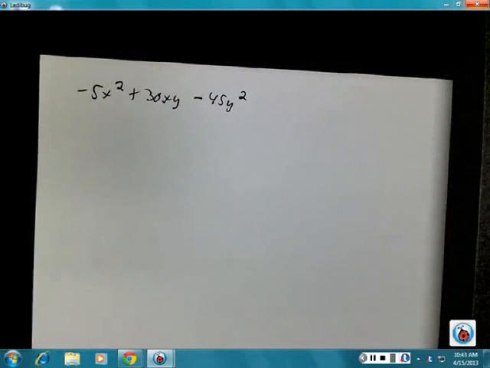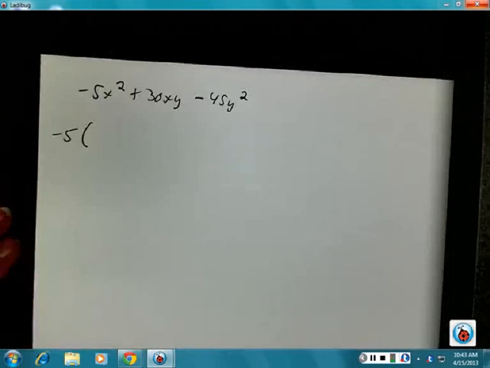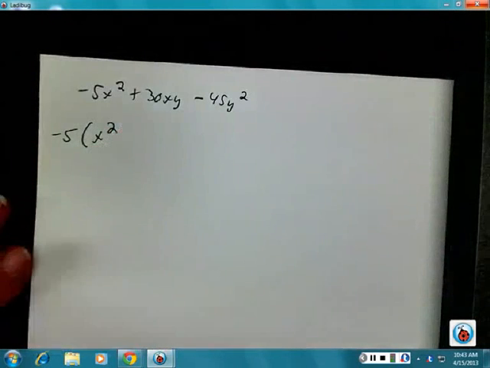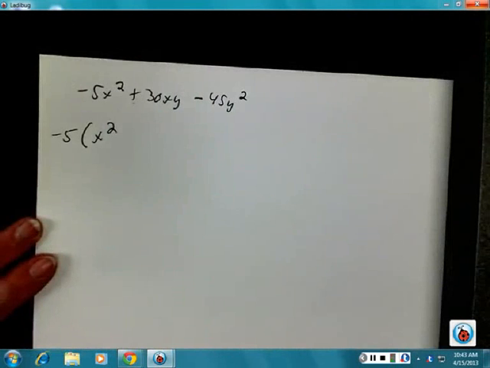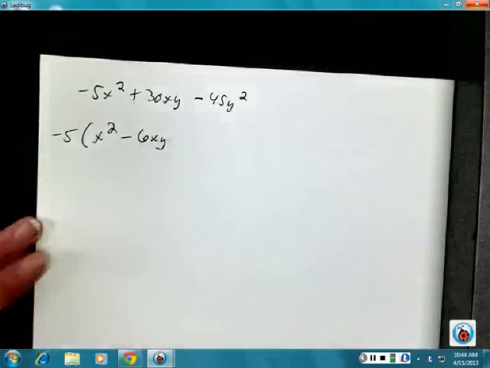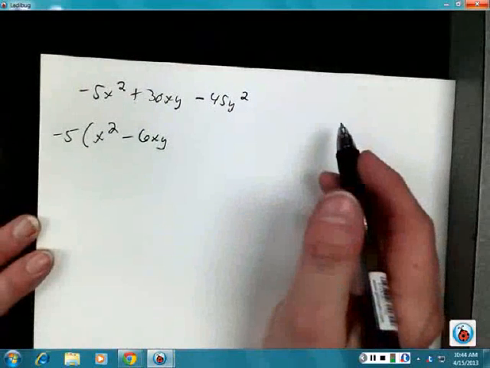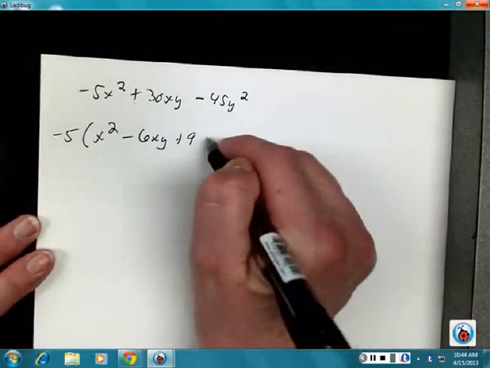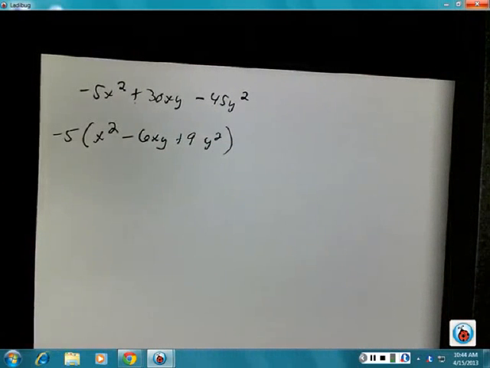Okay. What do we got? What can I pull out? A 5? Just a 5? A negative 5, yes. A negative 5 out of a negative 5x squared is x squared. Negative 5 out of positive 30 is negative 6xy. And what about the negative 45? I can take a negative 5 out and I get y squared. Perfect. Can I factor that?